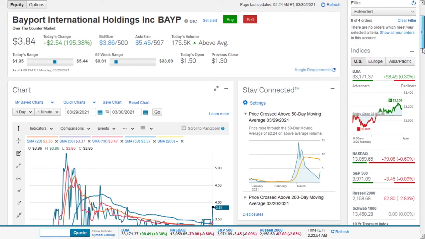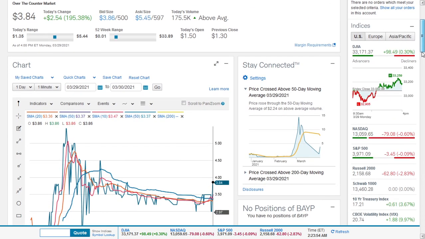So in any case though, what we actually missed is that buy the dip opportunity. It was signaling as of the 26th of March.